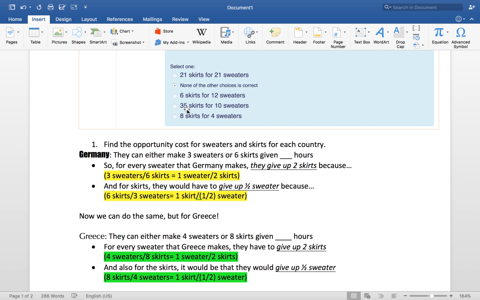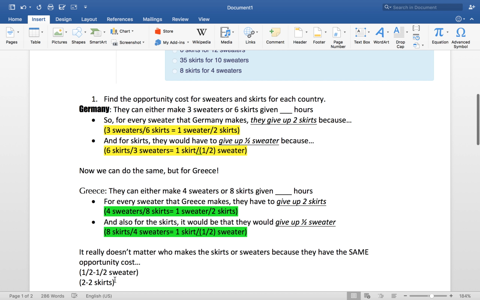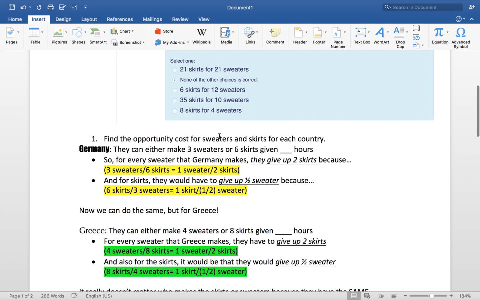We can also cross out 35 skirts for 10 sweaters. One, it seems like a ridiculous answer, and two, if we did the math, it would not match up to their terms of trade right here. All right, but that leaves us with 3 answers. None of the choices are correct, which is possible. 8 skirts for 4 sweaters or 6 skirts for 12 sweaters.